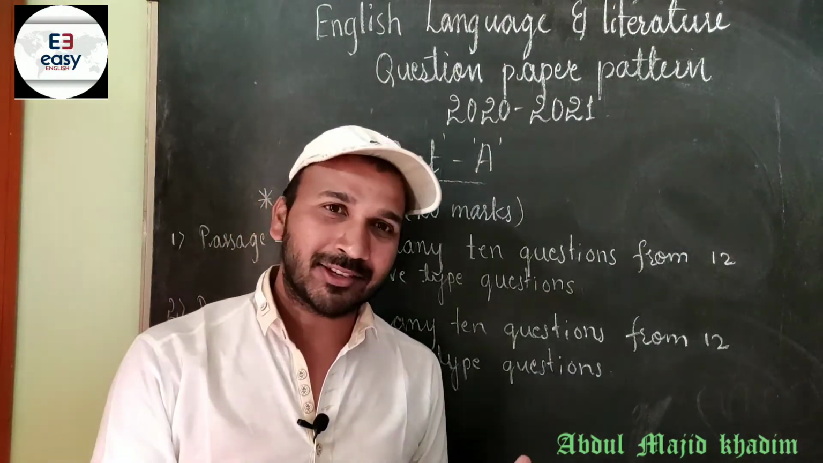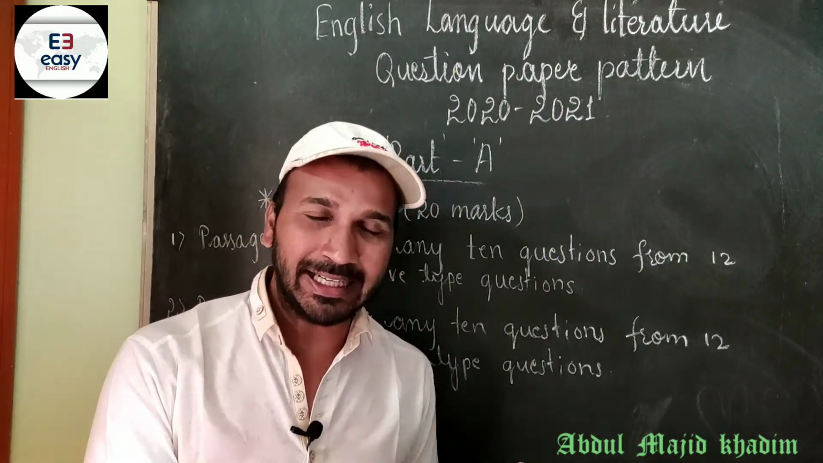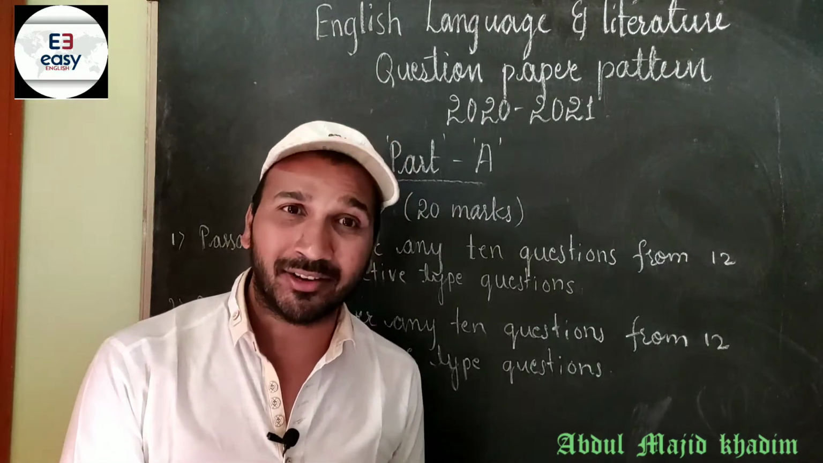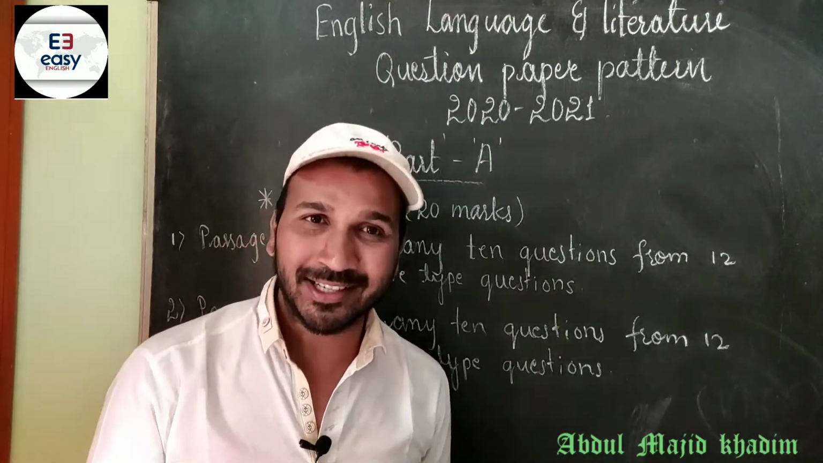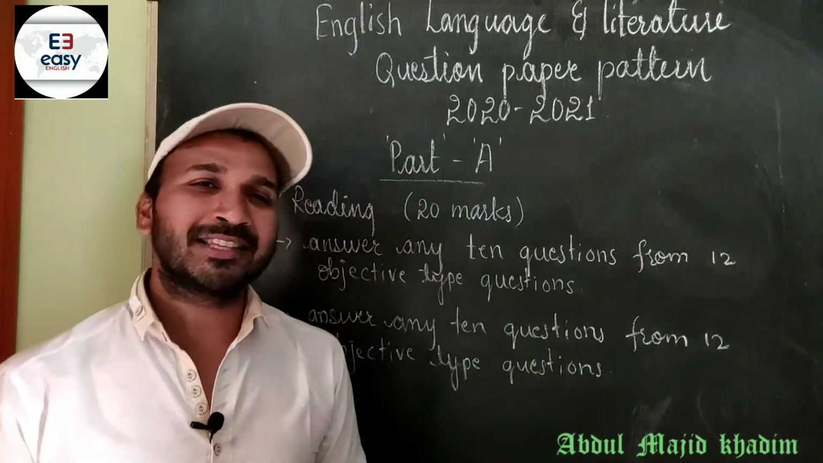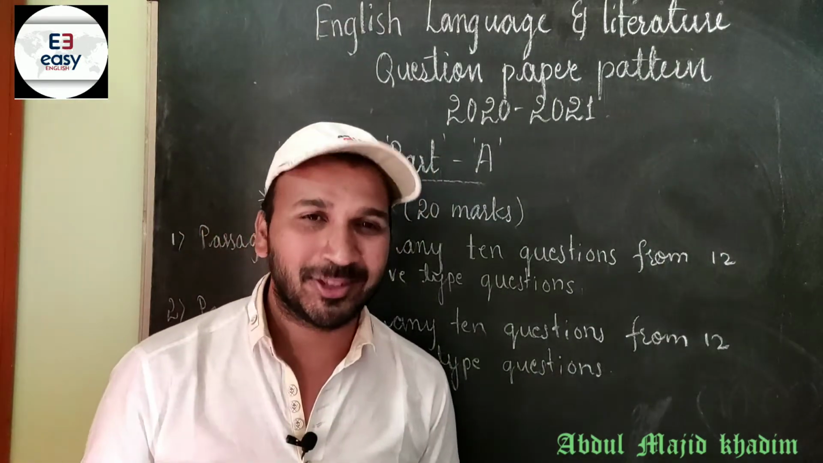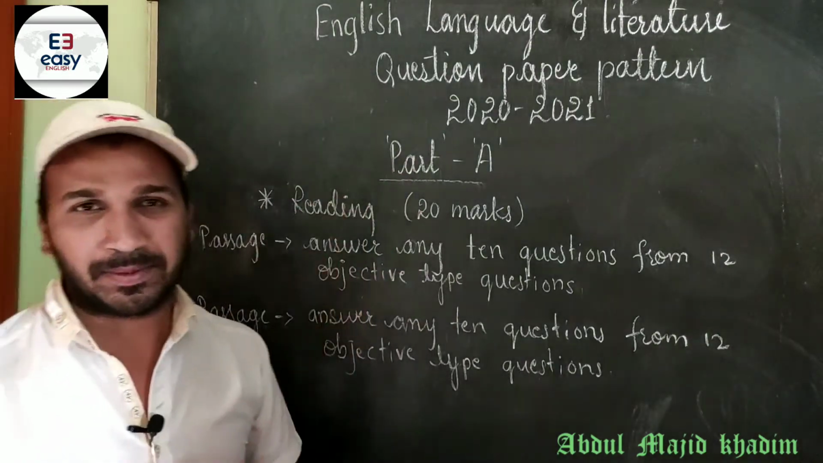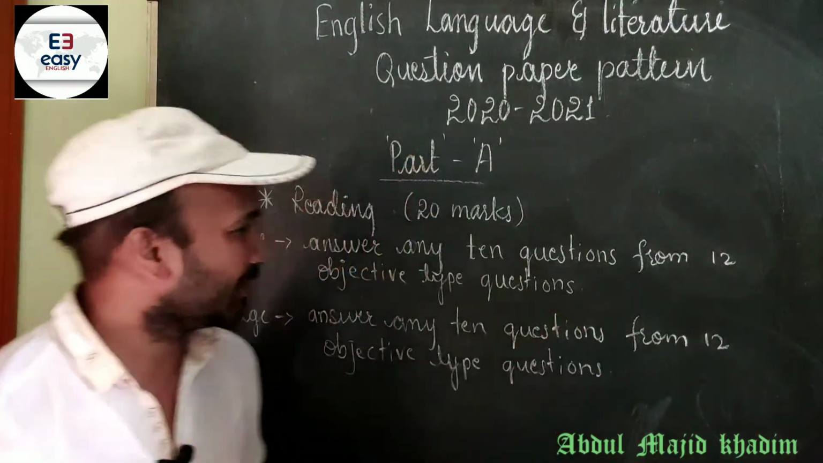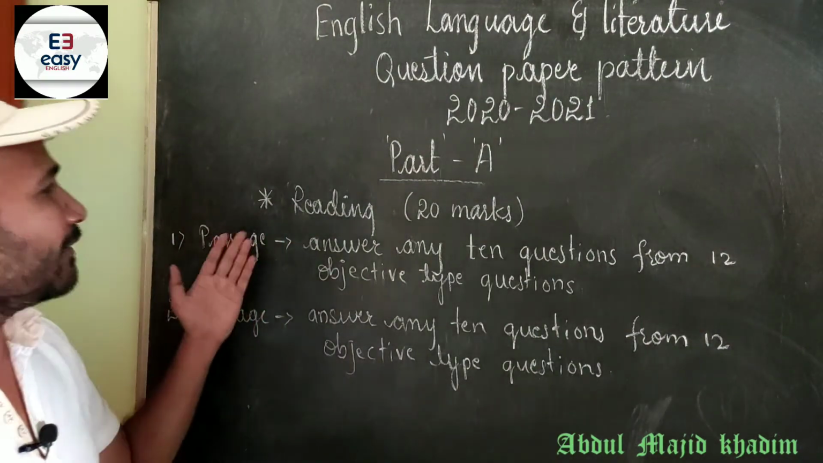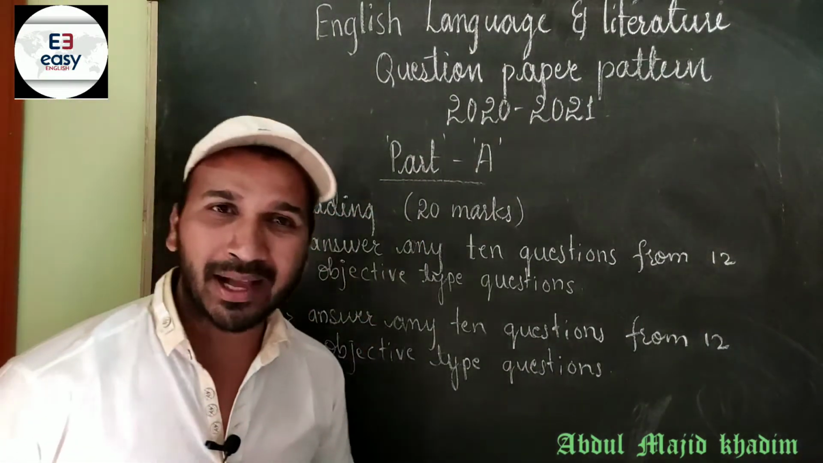Previously it had section A, that is a reading section, and section B, that is writing and grammar, and section C, which had language and literature. But this year he has merged it into two parts itself. What are the things in part A? We will start. So part A has the reading part, that is 20 marks.